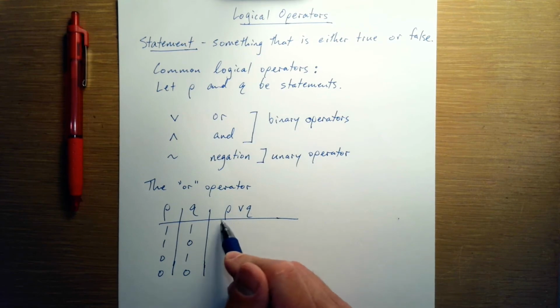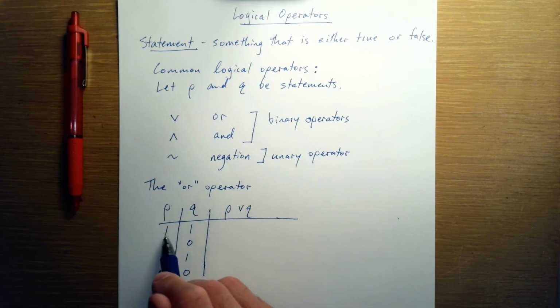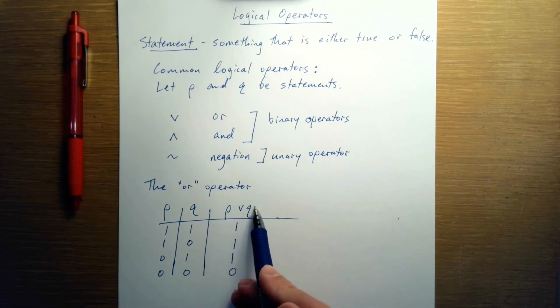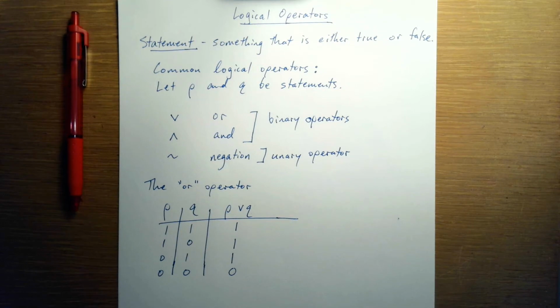So here's how we define P or Q. If they're both true, then P or Q is true. If at least one of them is true, then P or Q is true. And if they're both false, then P or Q is false. Notice, even though P or Q has two statements as inputs, it itself is treated as one statement. It's called a compound statement, whereas these are called atomic statements. They can't be broken apart into any smaller pieces. But P or Q is made of smaller pieces.